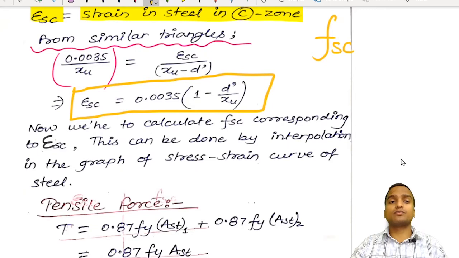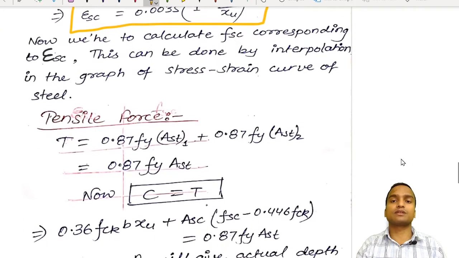So how do we do this? This can be done by the interpolation method in the graph of the stress strain curve of steel. In numerical problems, many times we see this kind of interpolation method. So if possible, we will also do a similar type of numerical. Now after calculating the compressive force, we can also calculate the tensile force in the doubly reinforced beam.